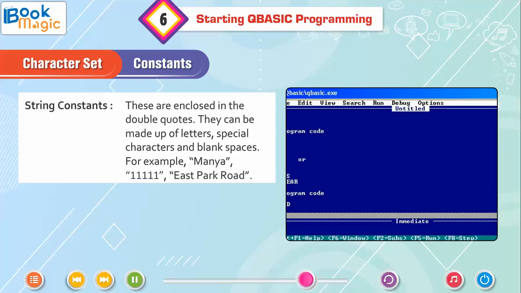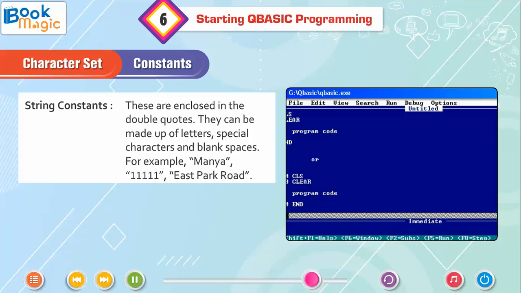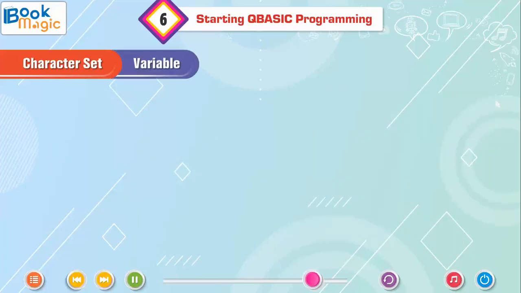String constants. These are enclosed in the double quotes. They can be made up of letters, special characters, and blank spaces. For example, "Manya" in double quotes, "11111" in double quotes, "East Park Road" in double quotes.